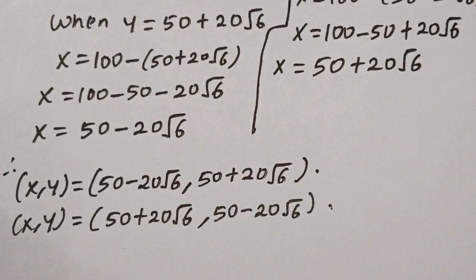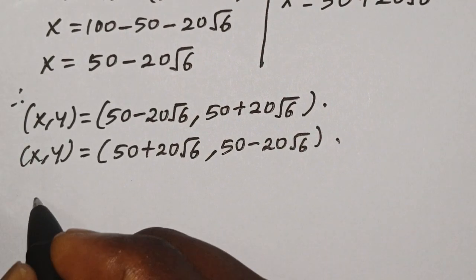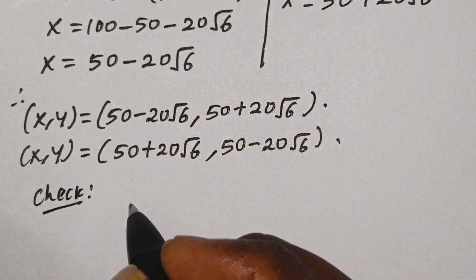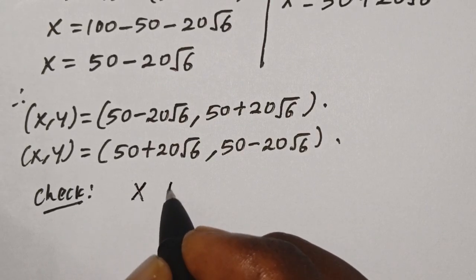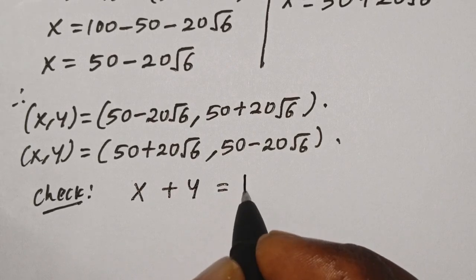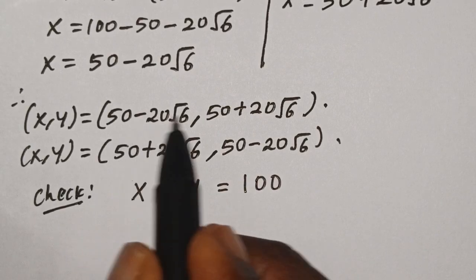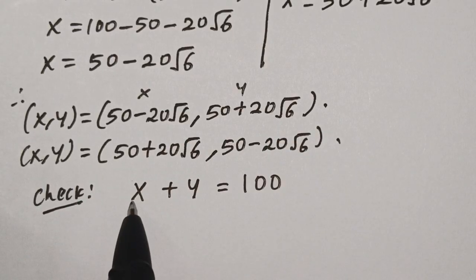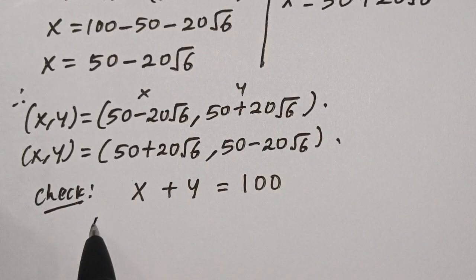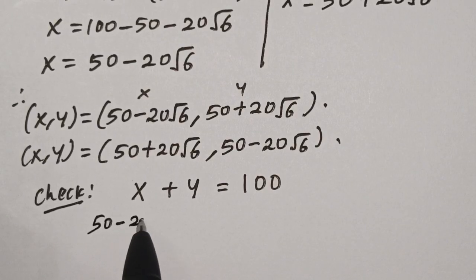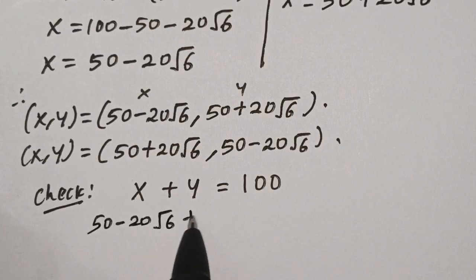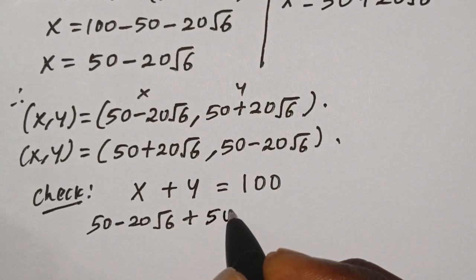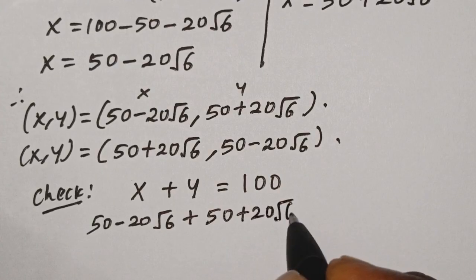Now, let's verify if these answers are correct. Check. We can use equation 1 to check it. X plus y equal to 100. For the first solution, this is our x, this is y. So in place of x, we write this, 50 minus 20 root 6, plus, in place of y, we write this, 50 plus 20 root 6.